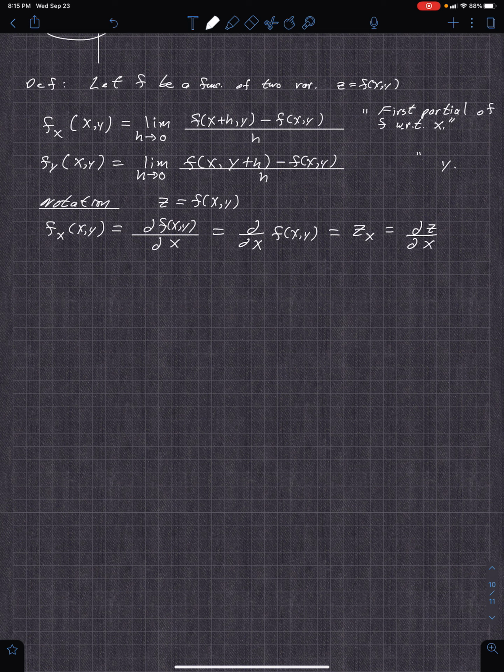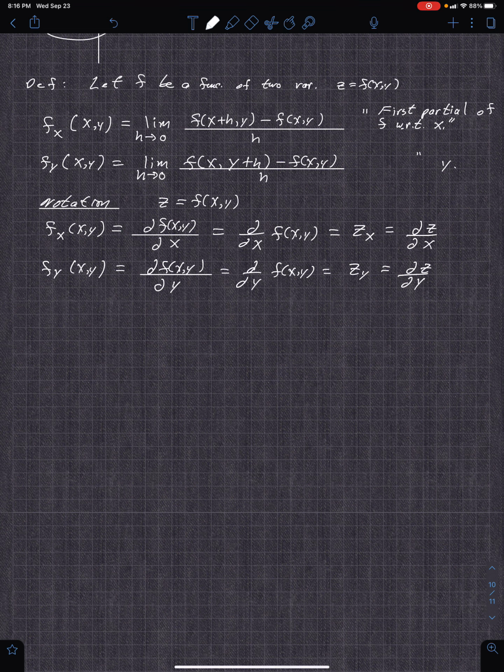And then same for y. I'm sure you could guess what this all looks like. Partial f with respect to y. It's partial f of xy. Then you have to state what variable you're taking the derivative with respect to. So that's partial with respect to y of xy, z sub y, or just partial z with respect to y.